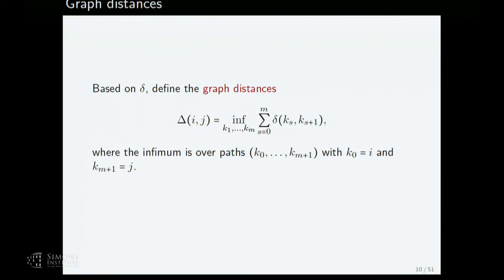So remember, we are given the similarities between some of the pairs of nodes. But you can compute, in principle, the distance between any pair of nodes by looking at the infimum over all possible paths that connect the two nodes. For each path, you look at its length, which is really the sum of the weights along that path, and you take the infimum over all paths.